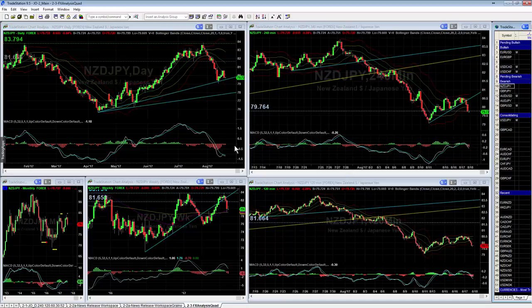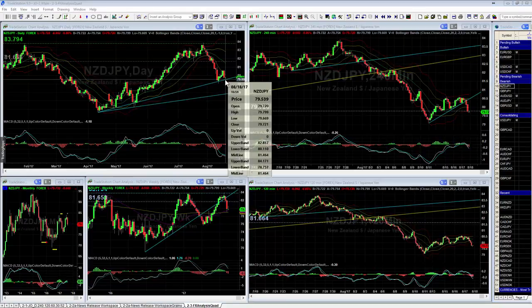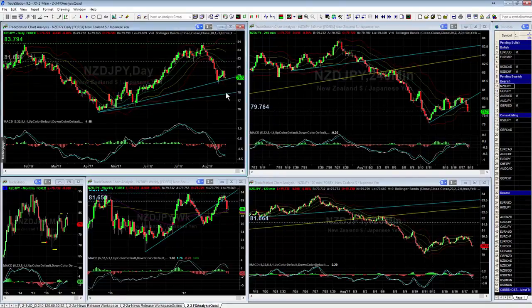Our daily MACD is looking pretty bearish, and we're sitting right on that trend line. So a potential trade here might be on a break of this trend line. That's at about 79.50 or so. And a first target would be this trend line down here. We do have a little bit of a pivot we have to break through here and possibly here, but in general it's looking pretty good.